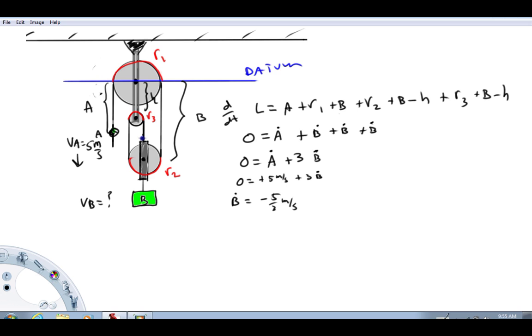The next thing would be to try to find accelerations. Accelerations are found pretty well exactly the same way. If I went through and differentiated this again, it would read 0 equals A double dot plus 3B double dot. Now if I had a value for A double dot, I could find B double dot, but that wasn't actually part of this problem, so this is basically done. We could approximate this to minus 1.67 meters per second. So as a final answer, B dot is 1.67 meters per second up.